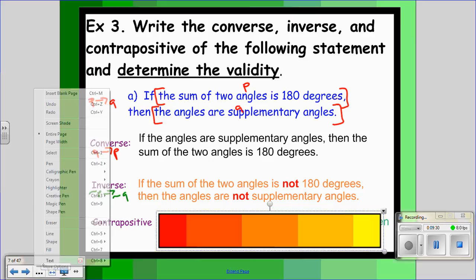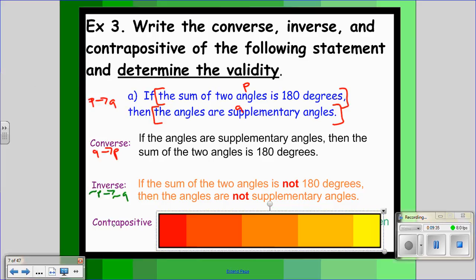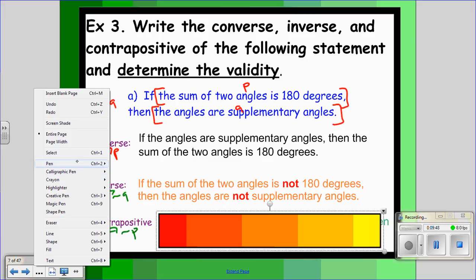And then the last statement is the contrapositive, which is when we add the word not and we switch. So not Q, then not P. So you take your inverse and simply switch them.